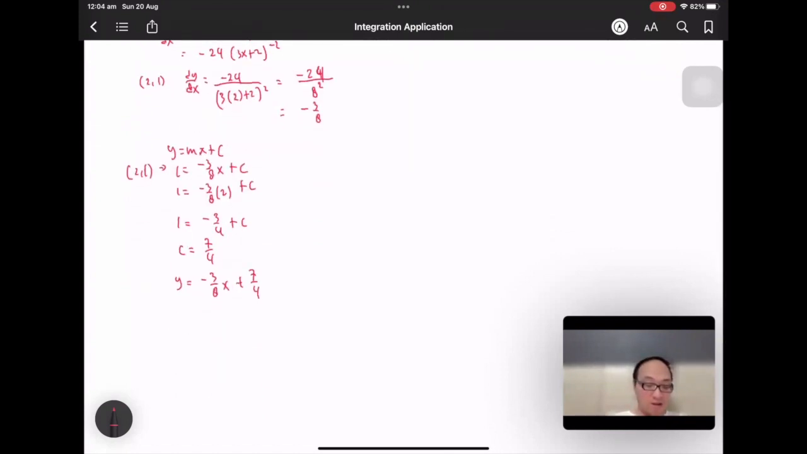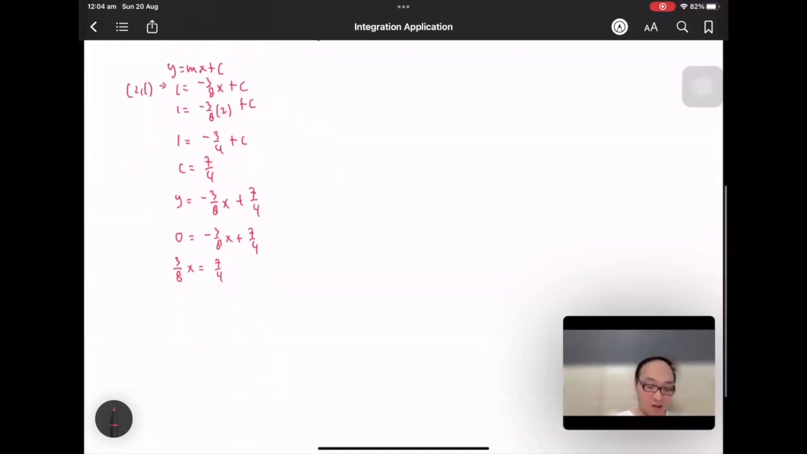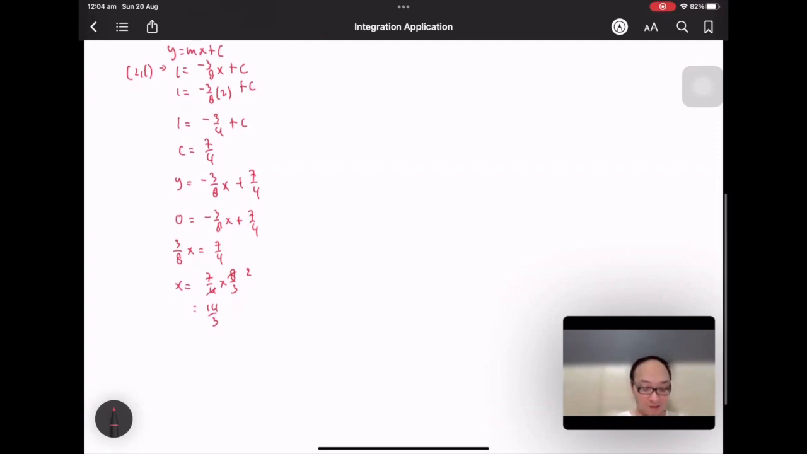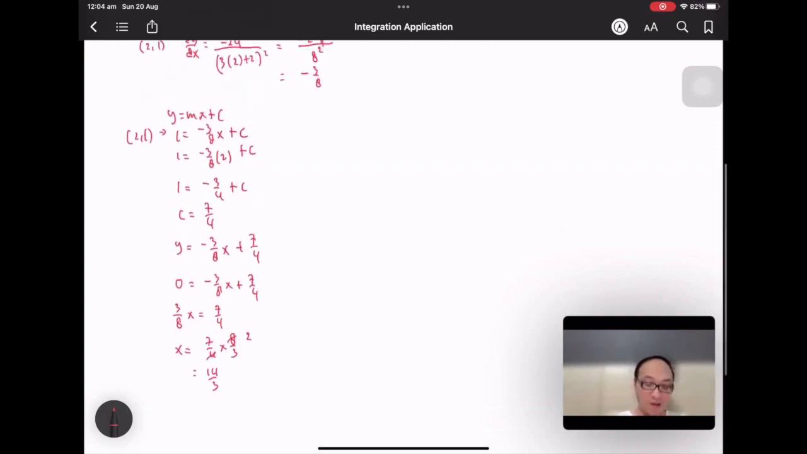So I can put 0 equals -3/8 x plus 7/4. So that means 3/8 x equals 7/4. So x will be equal to 7/4 times 8/3. So this is 14/3. So x will be 14/3.